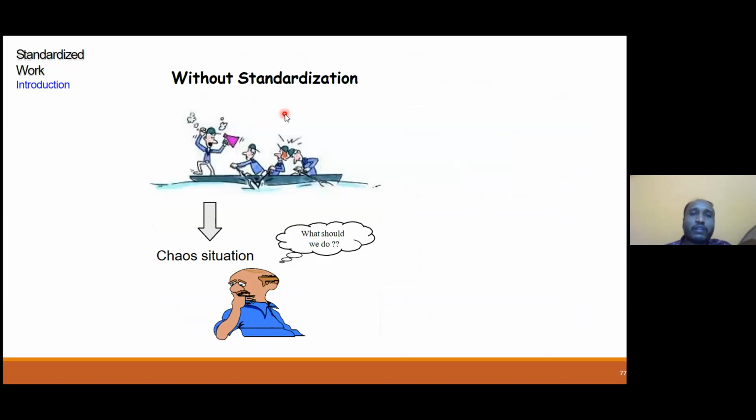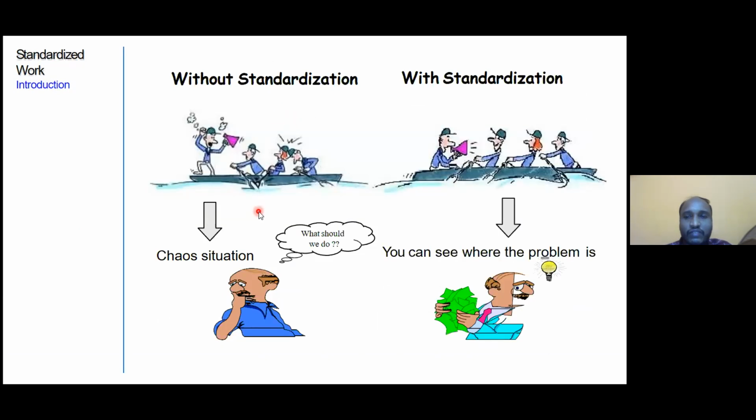Here are some examples of without standardization you can see. There was no uniformity there, so that creates confusion. Once we standardize how to pull it out, then all can save.